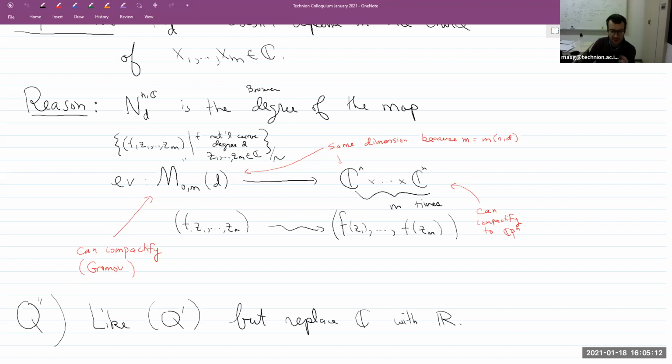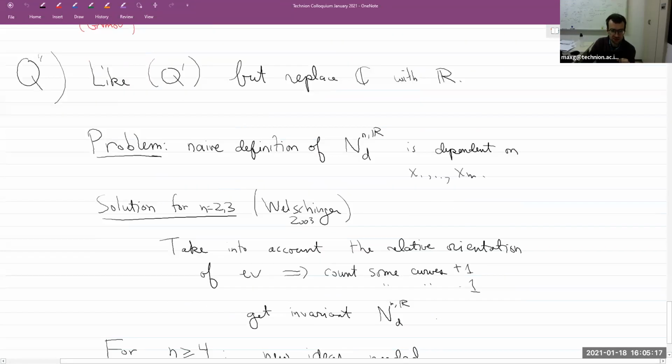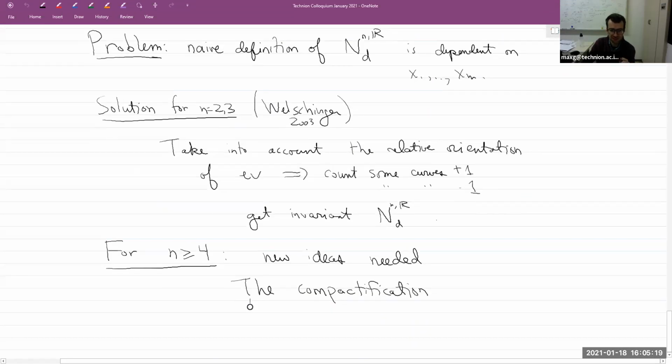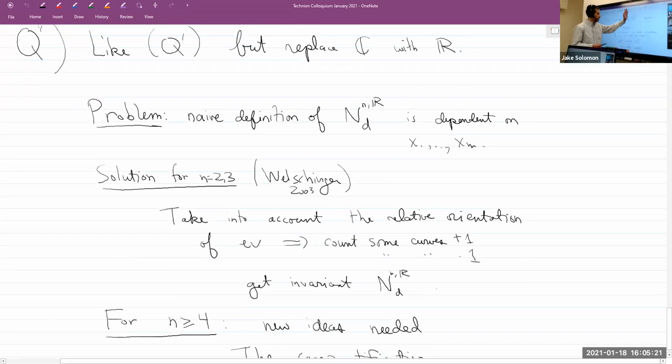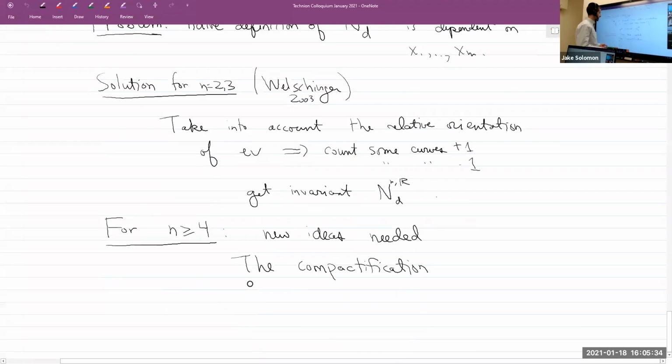But in the real case, you say it's not constant, but then the orientation helps you redefine it. Right. If you just count +1 for everything, the non-signed count, then you get something which is not independent of which x1 to xm you choose. But if you take into account orientations, like of course you should when you define a degree, then everything just works. Okay.